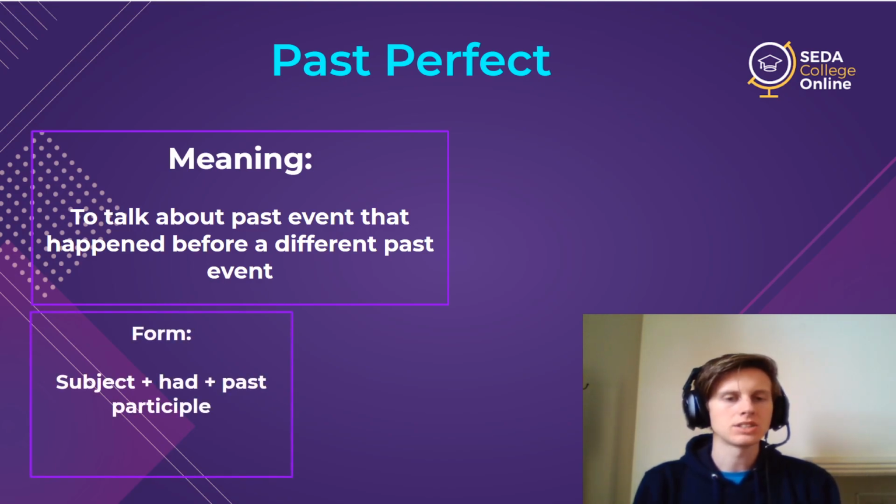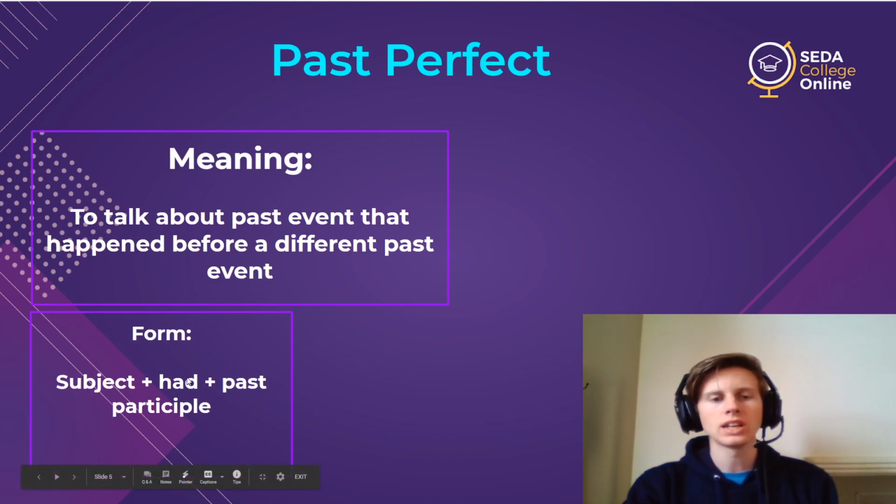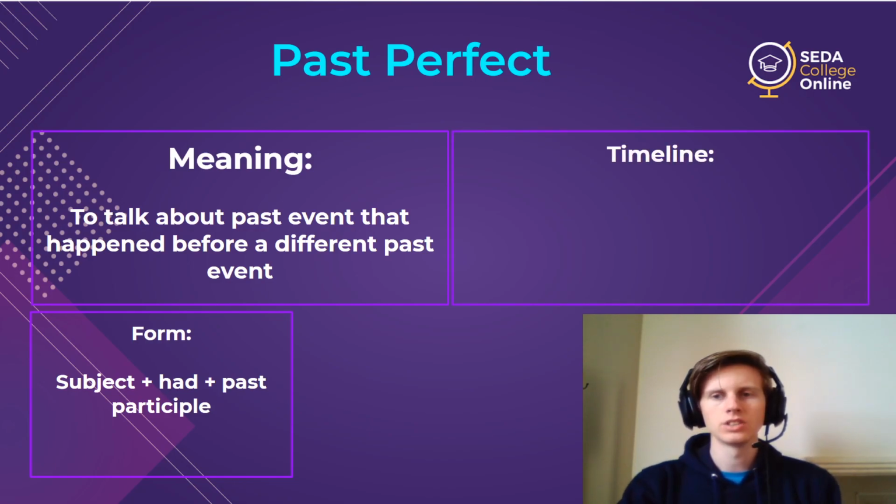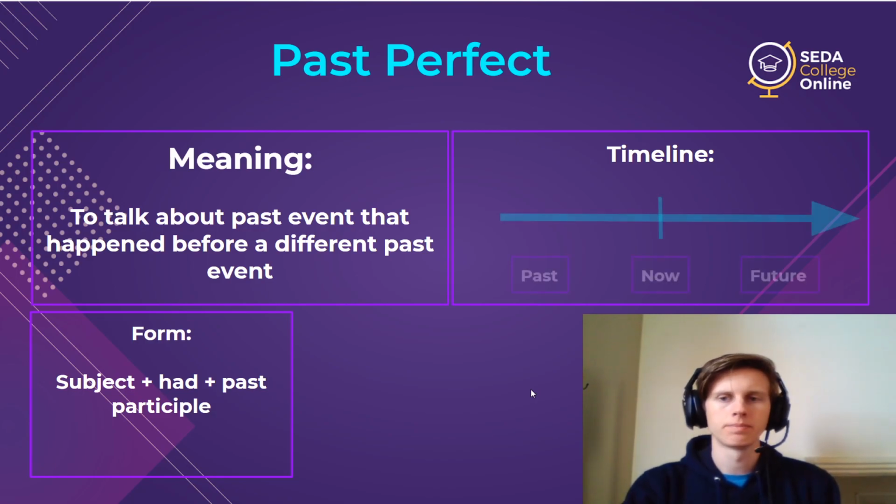So to make this, the form is very similar to the present perfect, except now we have the past form for have. So it's subject plus had plus past participle. No change, because if we remember, it's I had, you had, he had, they had, we had. So no change. And then the past participle again. So the timeline. This is where I think the idea will become more clear.